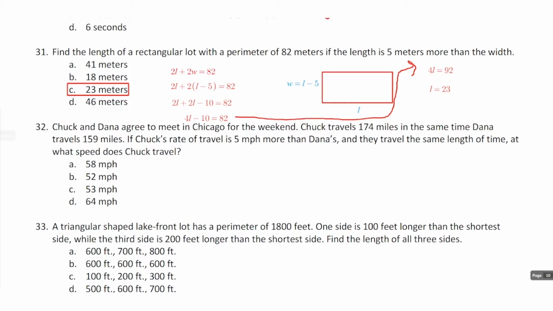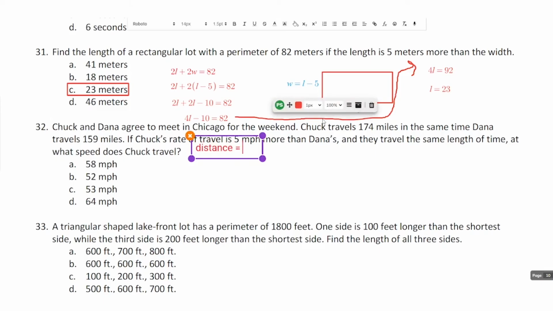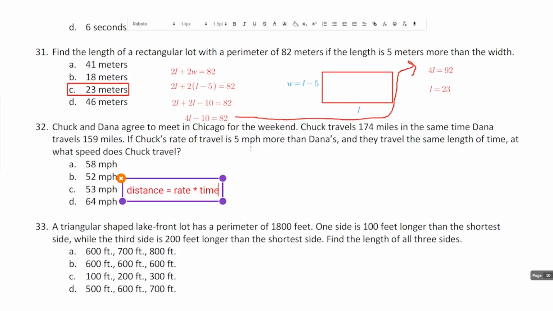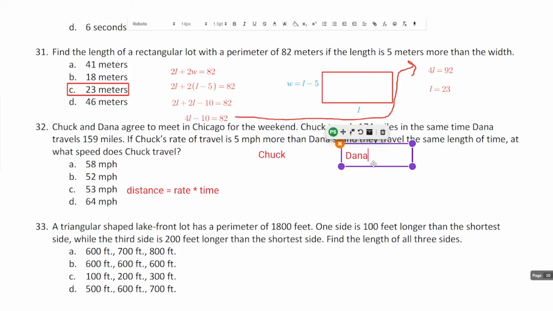So let's break this down. I'm not 100% sure where this is going to go, but one thing you might want to be aware of is that distance is equal to rate times time. And the way I'm going to approach this is to use this little formula here. So I'm going to basically try to keep track of both Chuck and Dana. We'll see if we can put together an equation here.